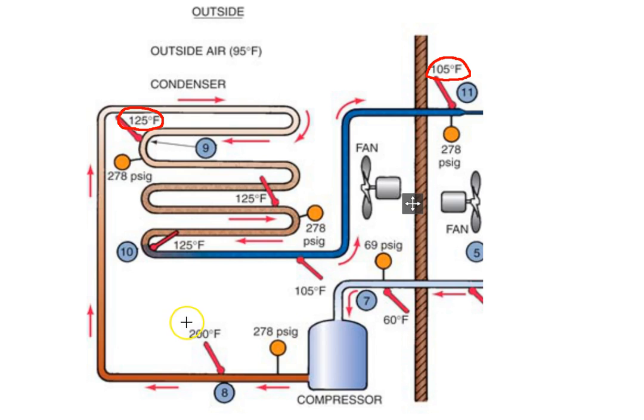And the question also would be, how does it start out at 200 degrees Fahrenheit at this point in the system, go down to 125 degrees Fahrenheit, and then even decrease further to 105 degrees Fahrenheit while the pressure all stays the same? So look at this. We have 278 PSIG from this part of the compressor to the metering device.